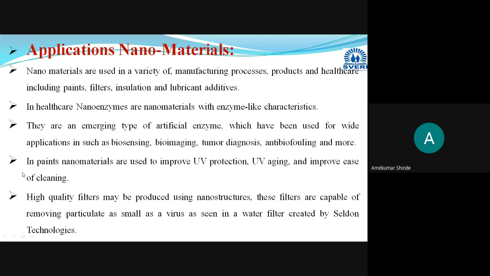Then it can be used for manufacturing of paint. Paint nanomaterials can be manufactured. Why are these used? Because it will improve UV protection or UV aging. Nowadays you can see advertisements, like the Asian Paints advertisement, where the paint does not get affected by environmental conditions like heavy rainfall, or very high temperatures in summer. Due to that also the paint remains unaffected. Why is it so? Because of the presence of nanoparticles in it.